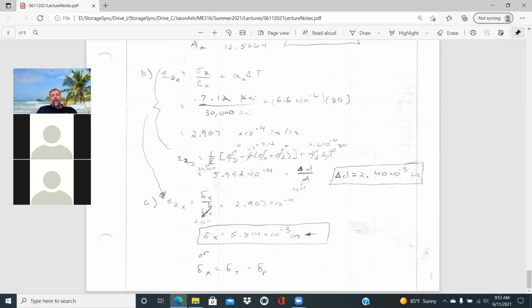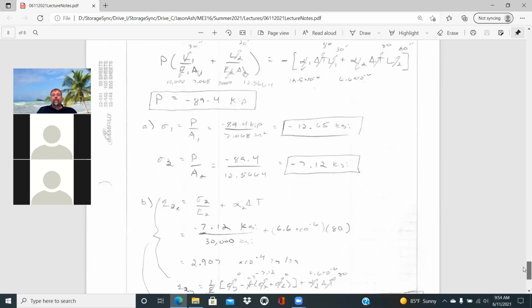Epsilon x would be sigma x over E, which will give you 2.9 times 10 to the minus 4th. We solve that for the strain. The length will give us then a delta x of 5.814 times 10 to the minus 3rd inch. So the displacement of that steel section then is 5.814 times 10 to the minus 3rd, which means that's the displacement of that rigid segment between the two.